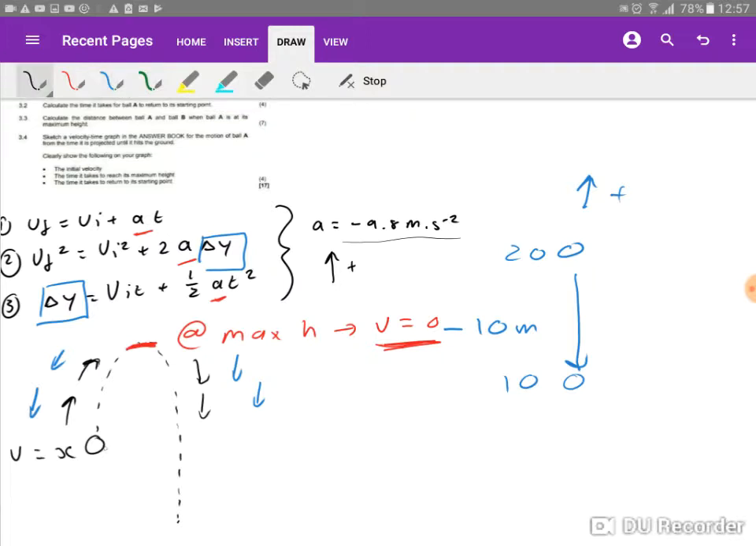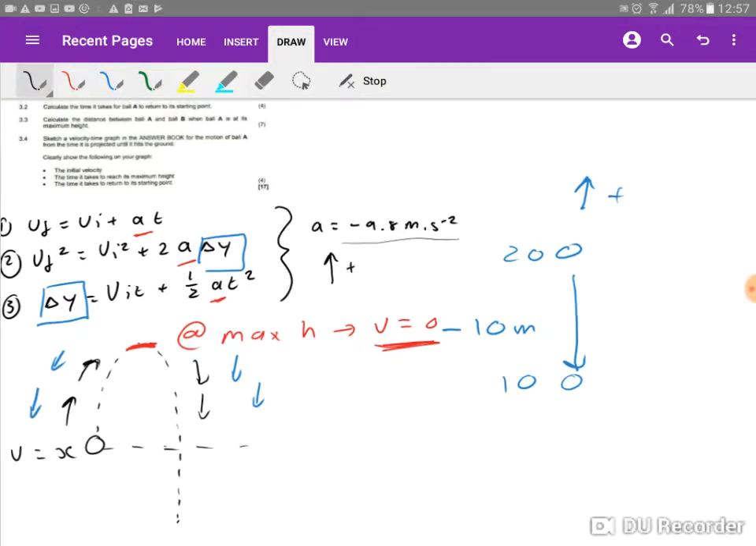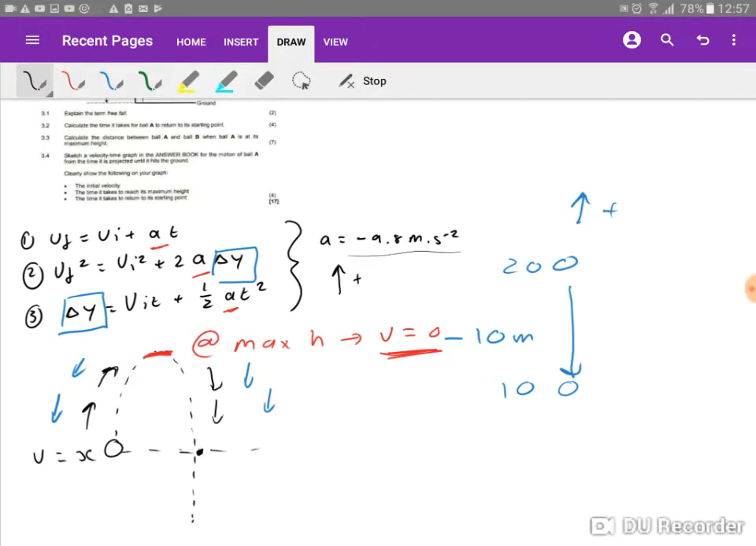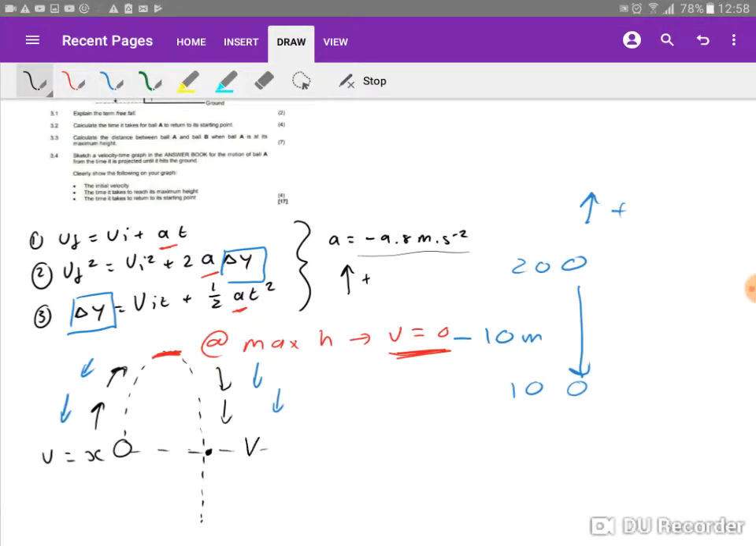And then there's this little trick that if it's projected at this height at a velocity of x, then on its way back down, when it returns to its original starting position, the original height of its starting position, its velocity at this point would be negative x. Okay, it's a nice little trick.